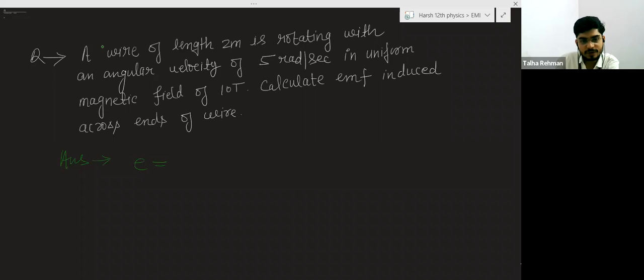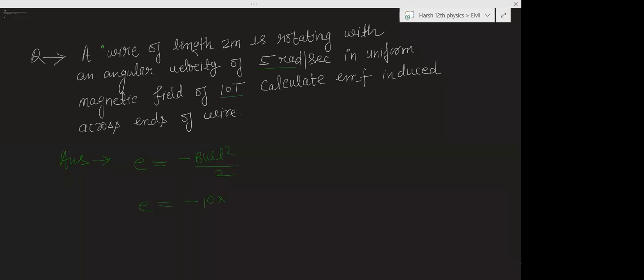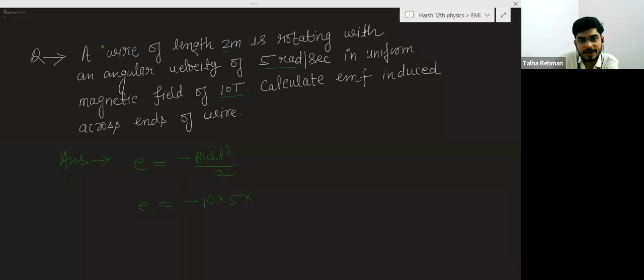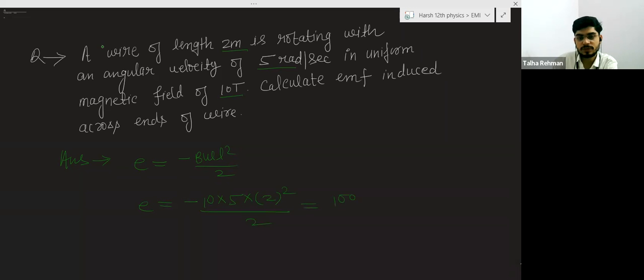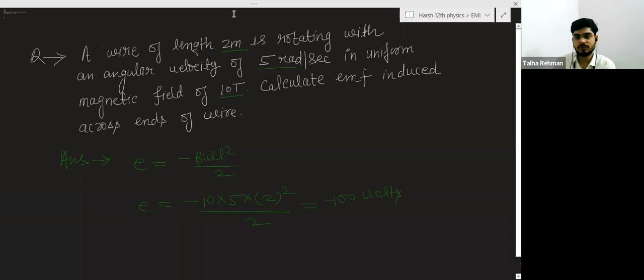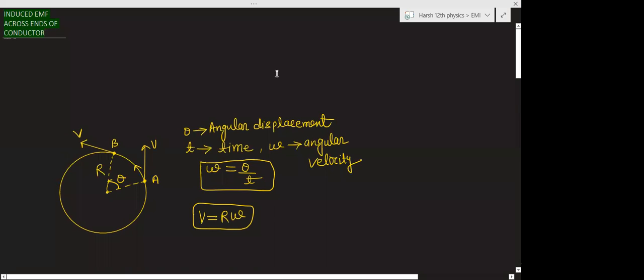EMF induced across the ends of the wire is minus B omega L square by 2. What is the value of B? It is 10 Tesla. What is omega? 5 radian per second. Length of the wire is 2 meters. So this will become 10 times 5 times 2 square divided by 2. So it will become 100 volts. Now you can note down this question.